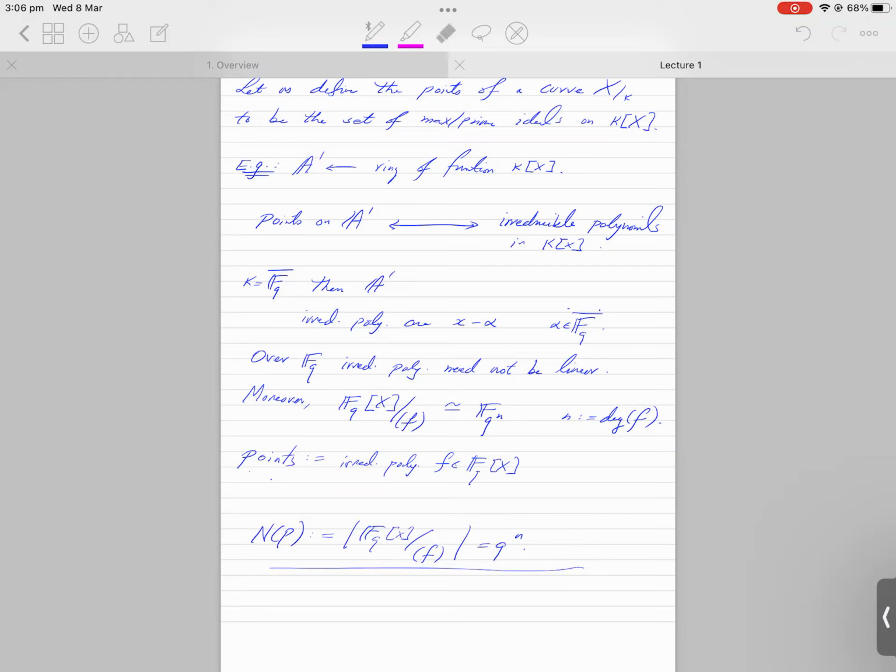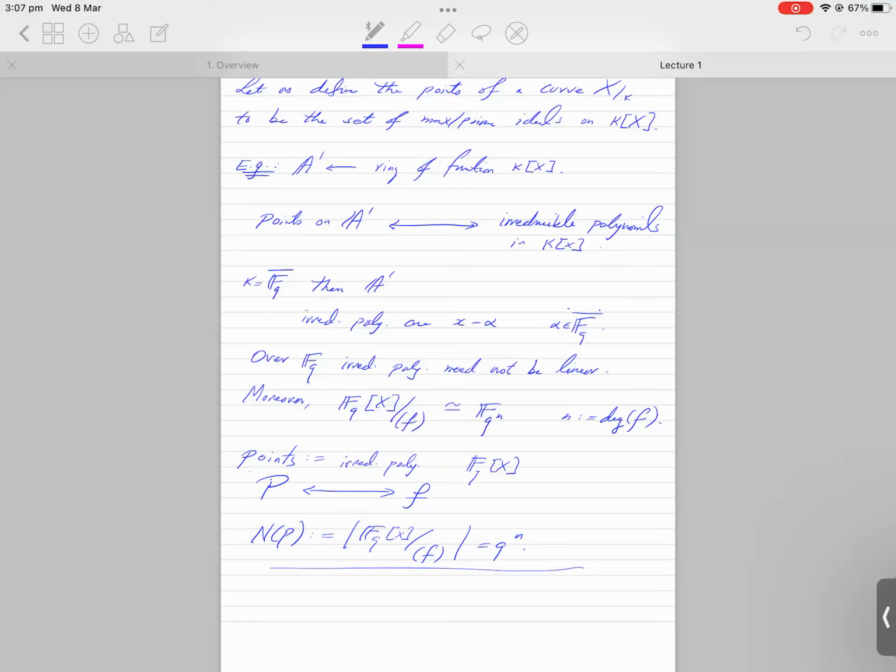Points are by definition irreducible polynomials, and a point P, I'm denoting the irreducible polynomial corresponding to a point P by F. And then I'm defining N(P) to be the order of the residue field of that irreducible polynomial. Does that make sense? So yes, P equals F if you want. It's just that we want to slowly disassociate ourselves from always thinking about irreducible polynomials. We want to slowly actually think of these as real points.